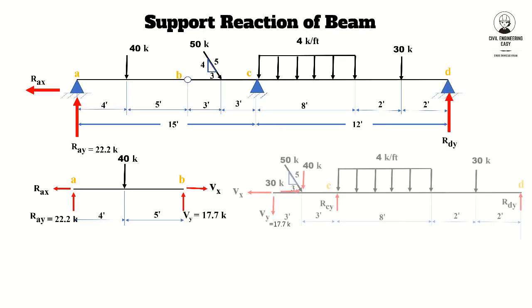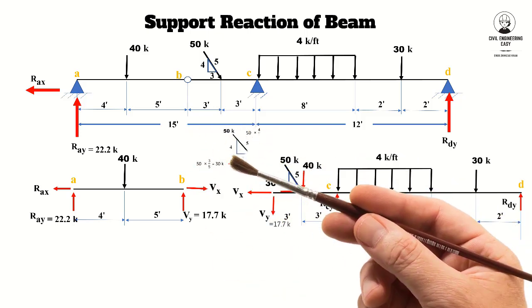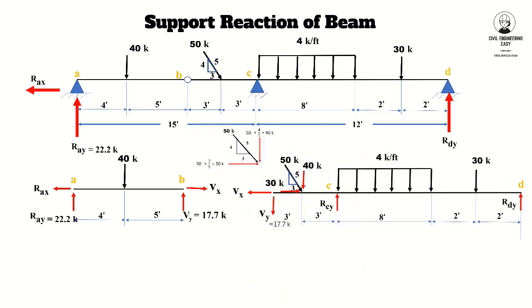Now consider the isolated portion BD of the beam and all the forces acting on that portion. The 50 kip force is acting inclined on the beam in a 3, 4, 5 triangle. So find its horizontal and vertical effect by finding the rectangular components of the 50 kip force, that is 30 kips horizontal and 40 kips vertical. Let's find the support reactions RCY and RDY.